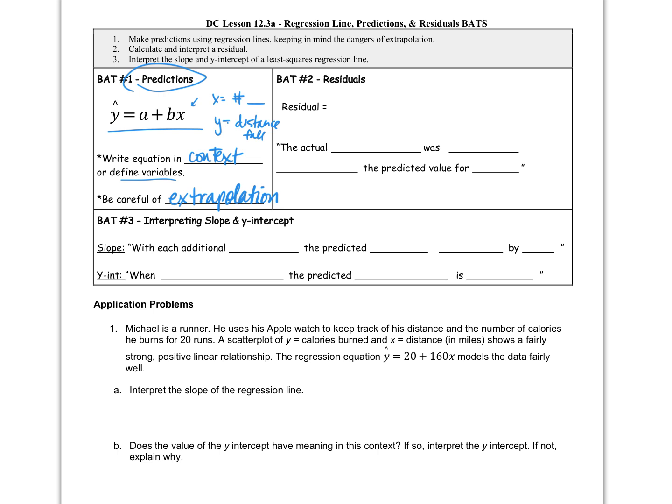Okay, and then there's finding residual values. So residuals is always going to be in this order. It's always the actual value minus the predicted. Now the predicted, you usually have to find it using the LSRL equation. The actual will be given to you, either in the problem setup, paragraph, whatever.